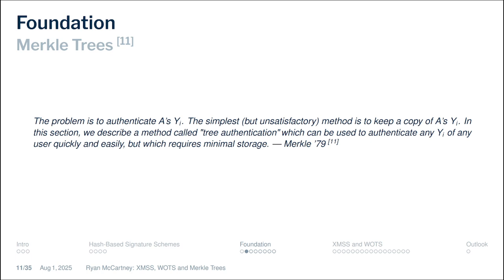Then for the Merkle trees, this is what Merkle said in 1979. The problem is to authenticate A's yi, which is just a collection of y of any values, n-bit values. And the simplest but unsatisfactory method is to keep a copy of A's yi. In this section, we describe a method called tree authentication, which can be used to authenticate any yi of any user quickly and easily, but which requires minimal storage.